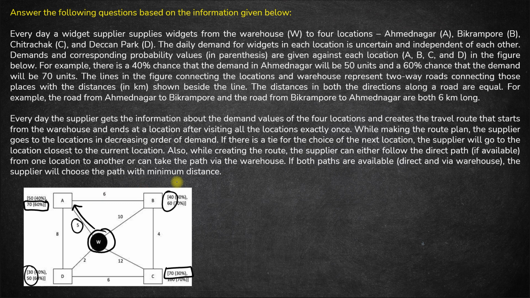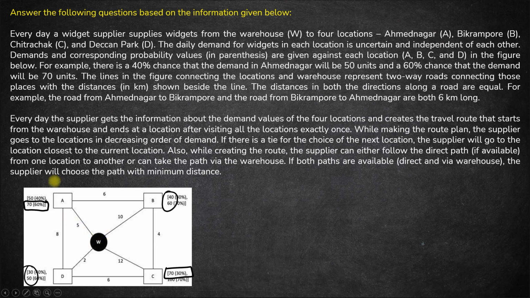Now, how will he go to C? There is no direct route from A to C. So also while creating the route, the supplier can either follow a direct path if available from one location to another or can take the path via warehouse. If both the paths are available, the supplier will choose the path with the minimum distance. So for example, if the person has to go from A to C, the direct route is not there, so he will have to go through the warehouse.